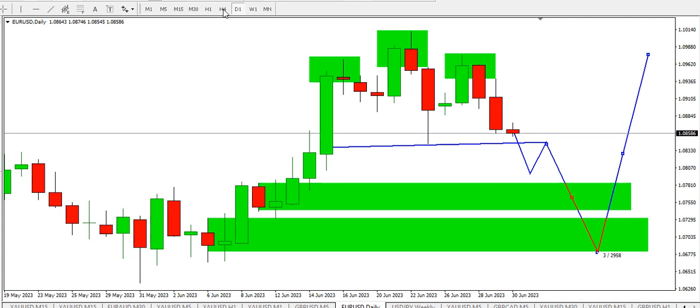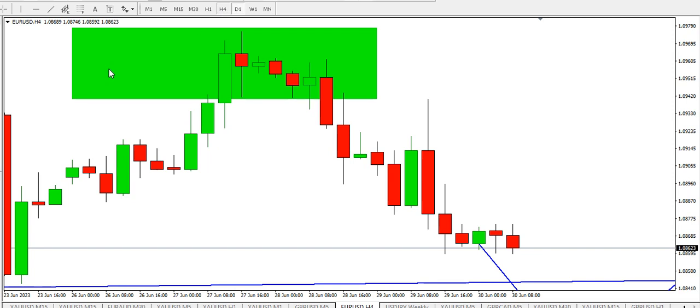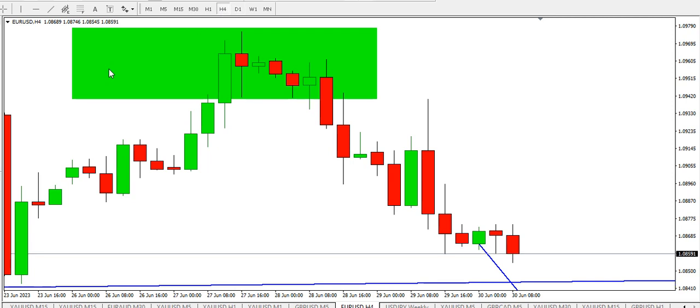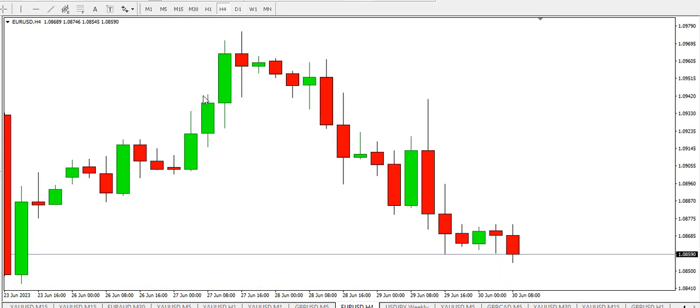But that's that for the daily time frame for Euro USD. On the 4-hour time frame, Euro USD is obviously dropping. It's dropping on the 4-hour time frame.